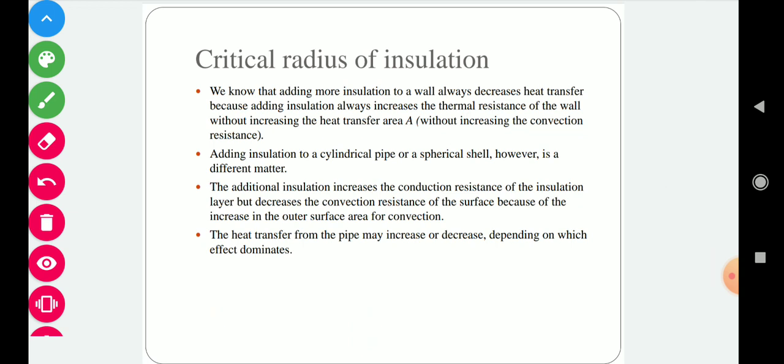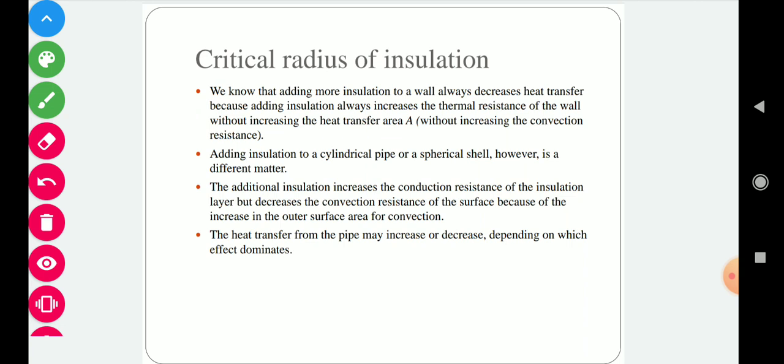And as the name suggests, insulation is used to reduce heat transfer rate. But when we apply some insulating material on a body, it is not always necessary that heat transfer rate will decrease. It may also be possible that instead of decreasing, the heat transfer rate actually increases. So this depends upon the shape of the body.